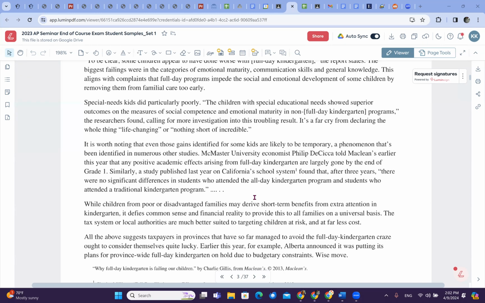While children from poor or disadvantaged families may derive short-term benefits from extra attention in kindergarten, it defies common sense and financial reality to provide this to all families on a universal basis. The tax system or local authorities are much better suited to targeting children at a risk and at far less cost. All the above suggests taxpayers and provinces that have so far managed to avoid the full-day kindergarten craze ought to consider themselves quite lucky. Earlier this year, for example, Alberta announced it was putting its plans for province-wide full-day kindergarten on hold due to budgetary constraints. Wise move.